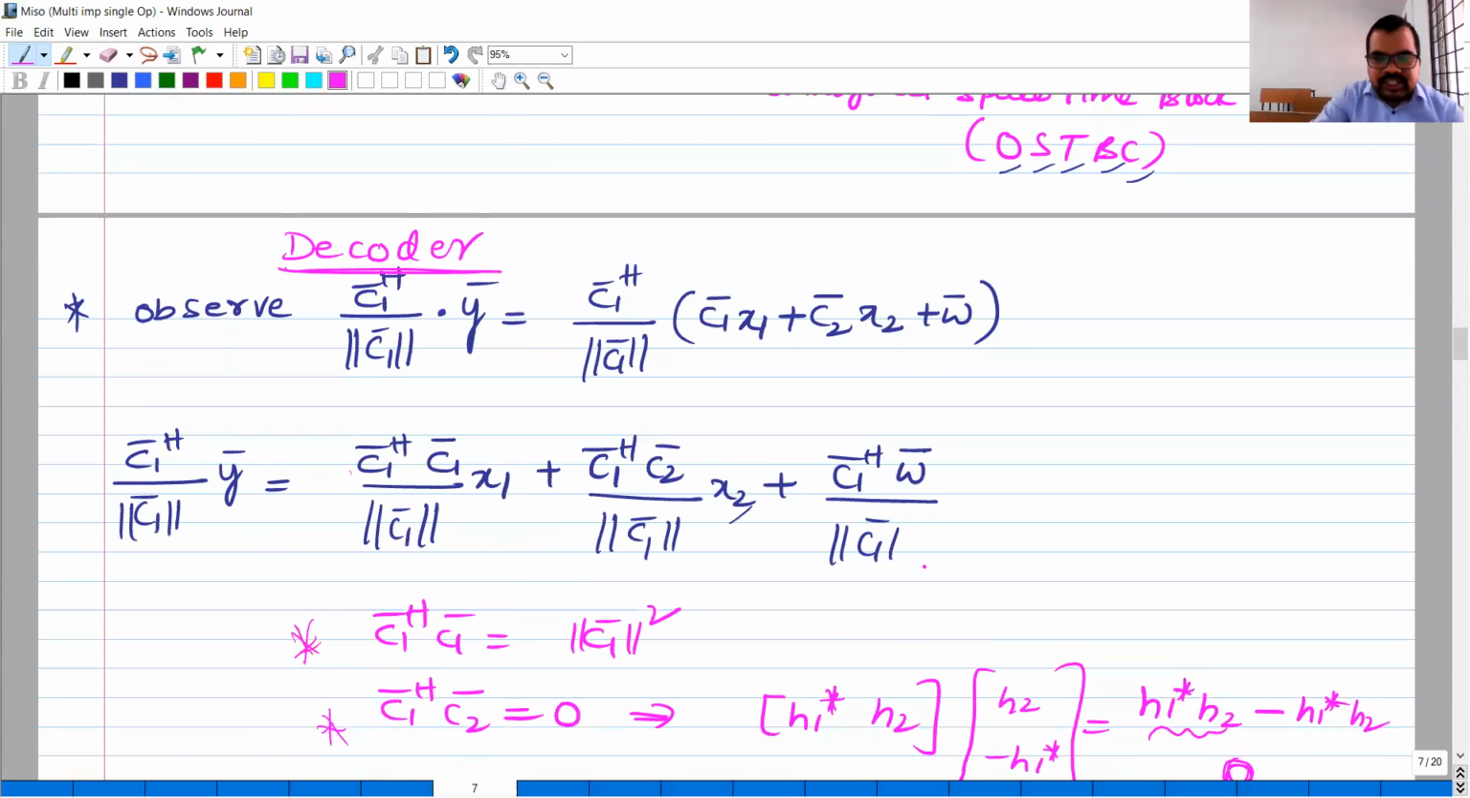Now coming to its decoder operation, to find the decoding of whatever was transmitted, we have to calculate C1 Hermitian by C1 norm into the received code vector Y bar. This is the equation of the code vector Y, where C1 is multiplied with C1 Hermitian C2. Now I want to expand this equation: C1 Hermitian C1 by C1 norm into X1, plus C1 Hermitian with C2 by C1 norm into X2, plus C1 Hermitian with the error noise vector W bar by C1 norm.